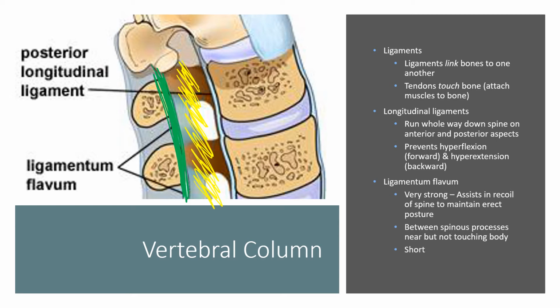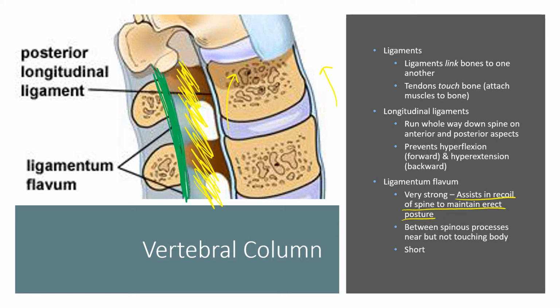And it's going to also help in recoil, aside from preventing hyperflexion and inhibiting hyperflexion. It's going to assist in recoil of the spine to keep yourself up. So the ALL is keeping you from bending too far backwards pretty exclusively. The PLL on the back of the bodies of the vertebrae, or the anterior aspect of the vertebral canal, will keep you from bending too far forward.